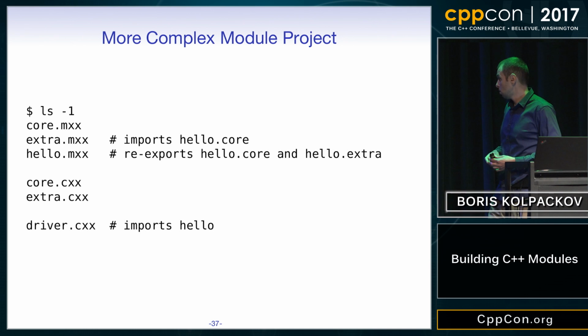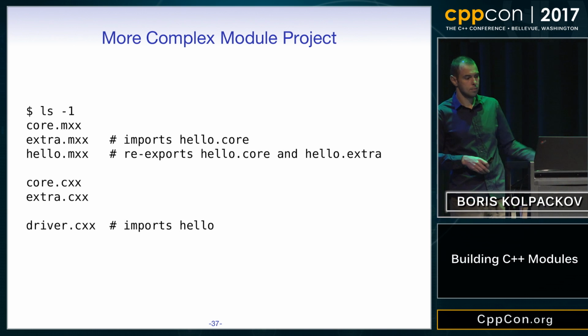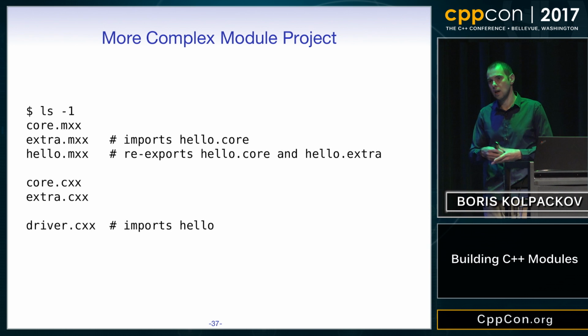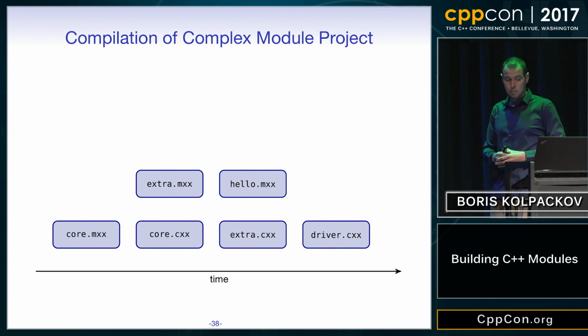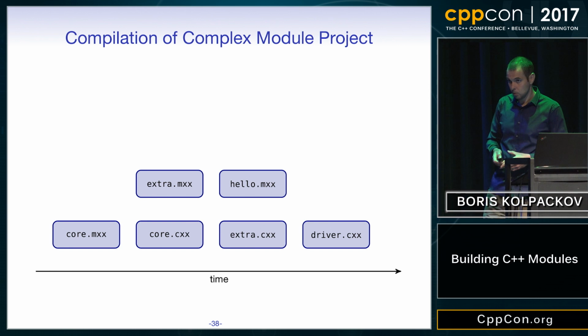Let's complicate our project a little bit. So we're going to add another module, which imports the core, the old module. We're also adding an aggregate module that re-exports the two. Then we have two implementation units, and we have a consumer that now uses the aggregate module. Pretty simple. So this is the pipeline. As you can see, it gets a little bit spread out and a little bit more interesting.